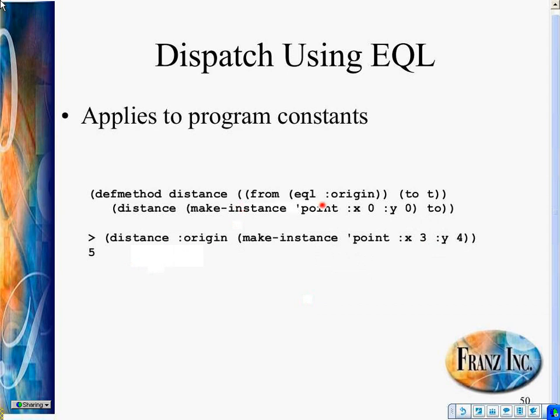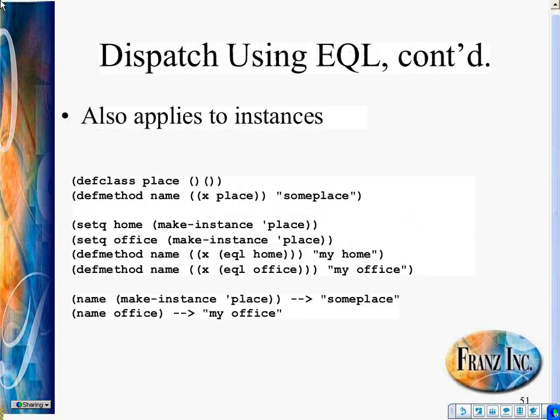So here, this is called dispatching. Here we just have the keyword origin, and we defined a method called an EQL method, where it would call this method when the first argument was EQL to origin and the second argument was anything at all.